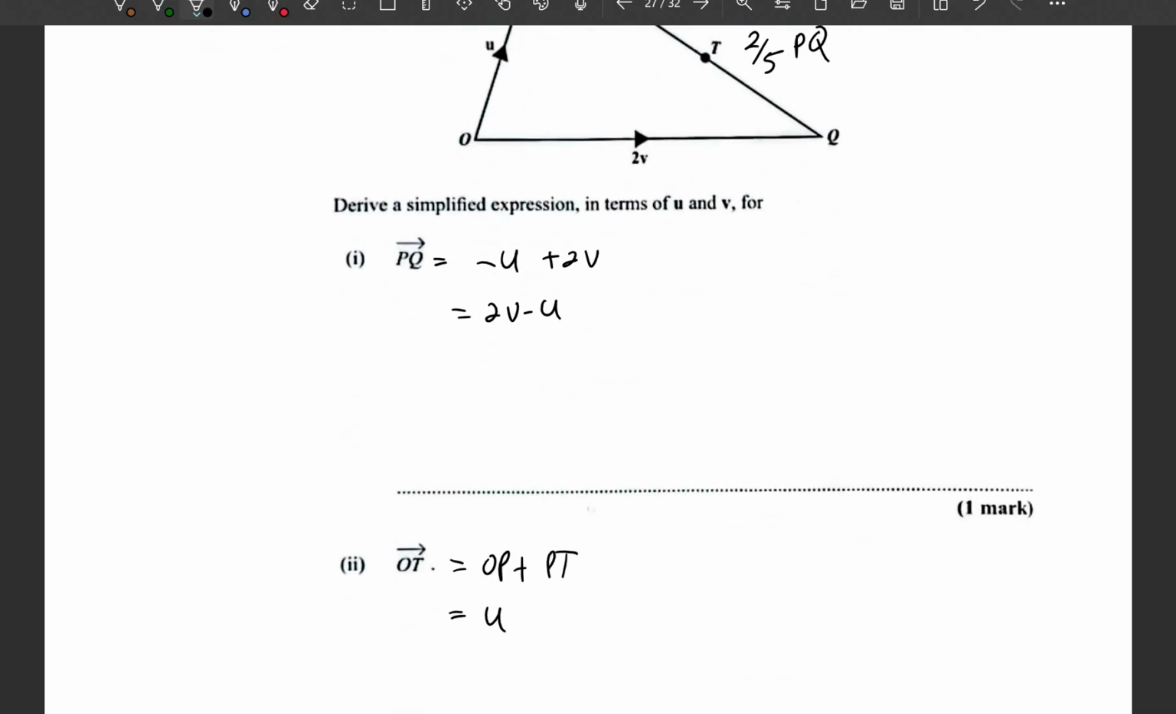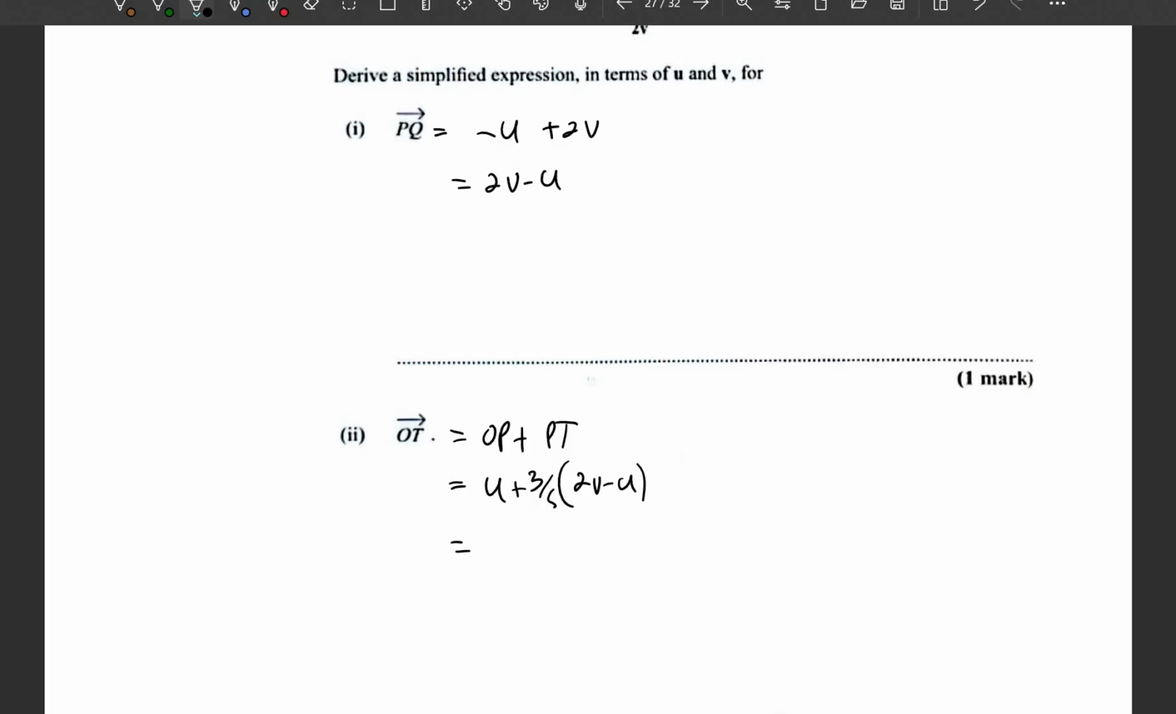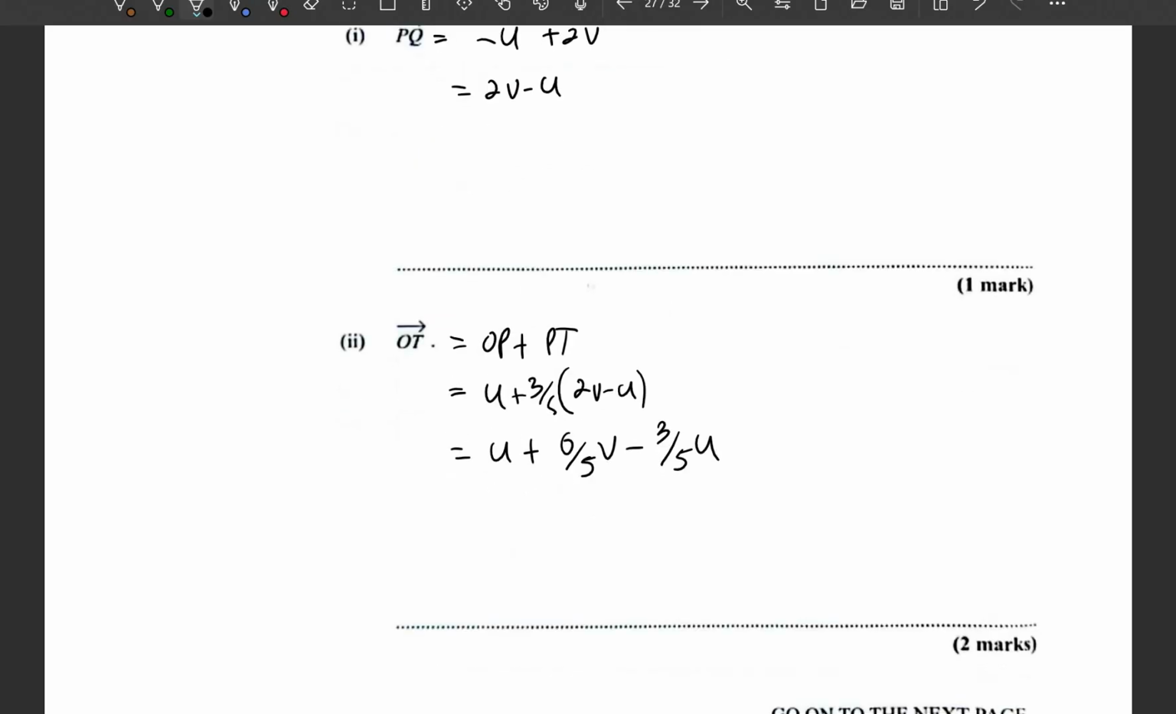P to T is going to be 3/5 PQ, and PQ was 2V minus U. So that's going to be U plus 6/5 V minus 3/5 U. Right, so resolving this now, we have 1U minus 3/5 U. That's going to be 2/5 U plus 6/5 V. We can neaten this up by pulling out a 2/5 to the front, and I would then have U plus 3V.